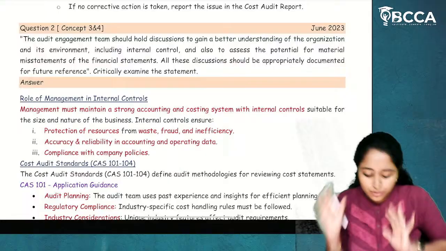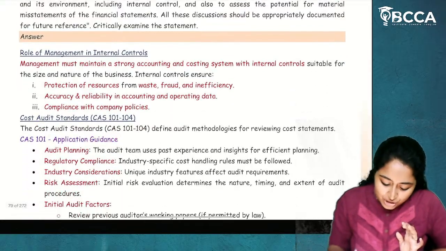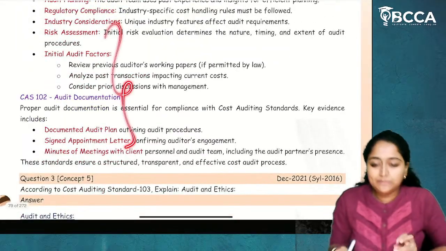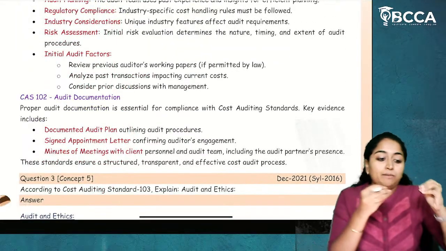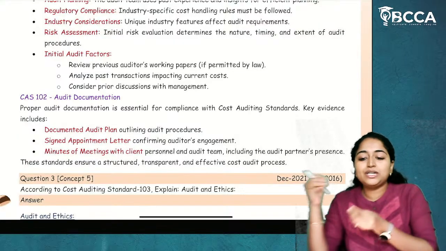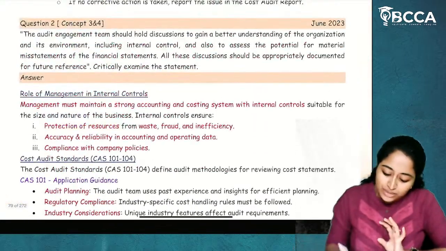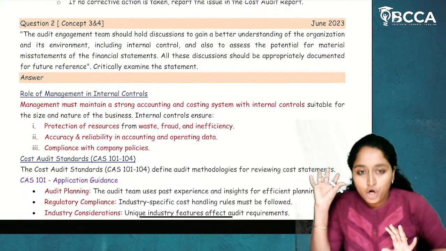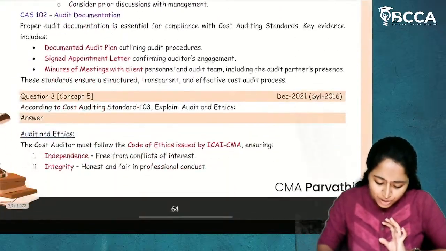So commonly the question will be asked in the examination. You have to write that CAS 101 to 104 are all applicable, and in documentation, before planning, when you are understanding the standards and the organization, you need to have a discussion and have a better understanding of the organization. So I hope it's clear.